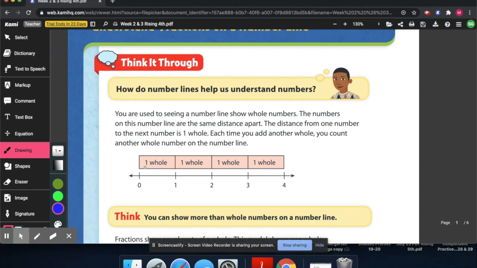Okay, notice they put one whole for each of these. It looks like a fraction, but the fact that it has wholes is telling you that they are whole numbers. So we have 1 whole chocolate bar, 2 whole chocolate bars, and so on and so forth.